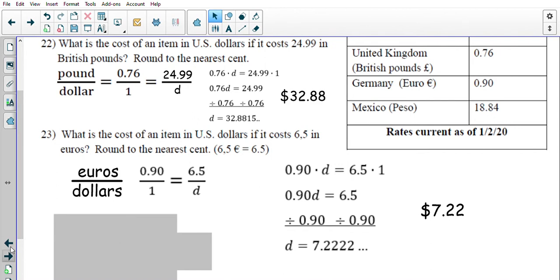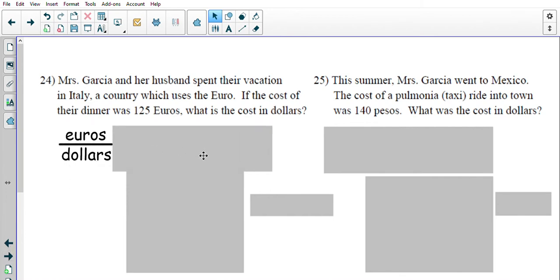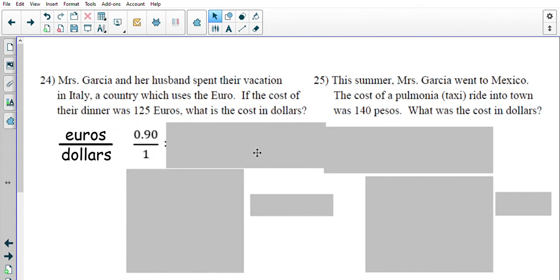All right, taking a look at number 24. Mrs. Garcia and her husband spent their vacation in Italy, a country which uses the euro. If the cost of their dinner was 125 euros, what is the cost in dollars? Well, we're going to use that conversion rate from the table that's provided. So we're comparing euros to dollars again. Start off with that same conversion rate of 0.90 euros to $1.